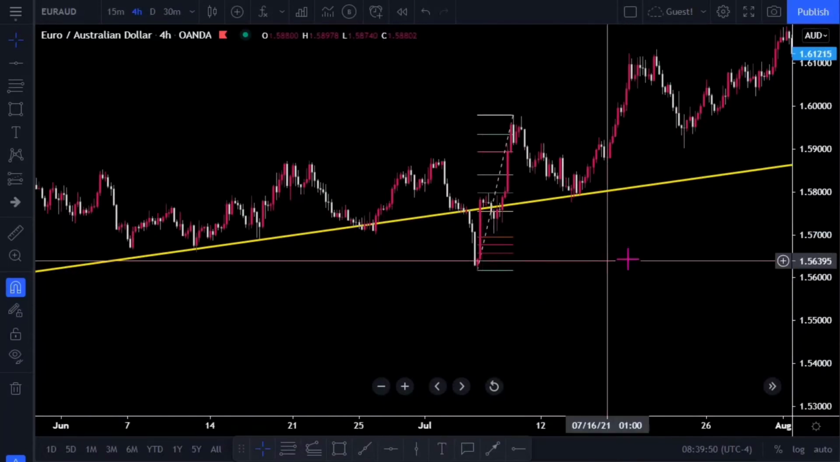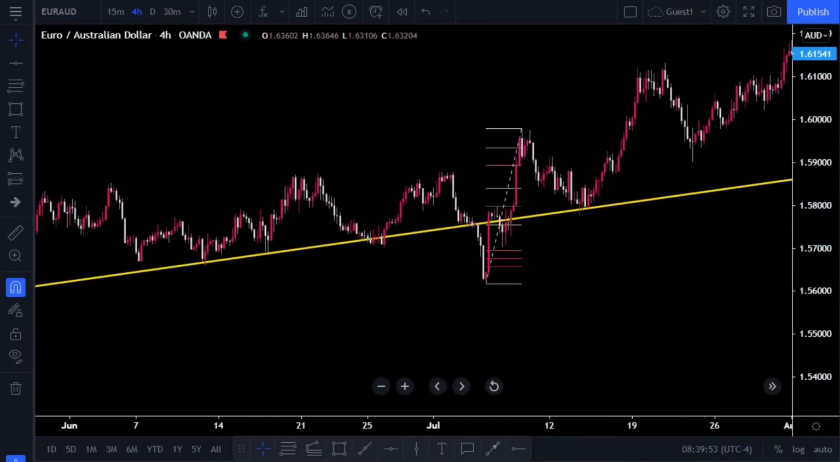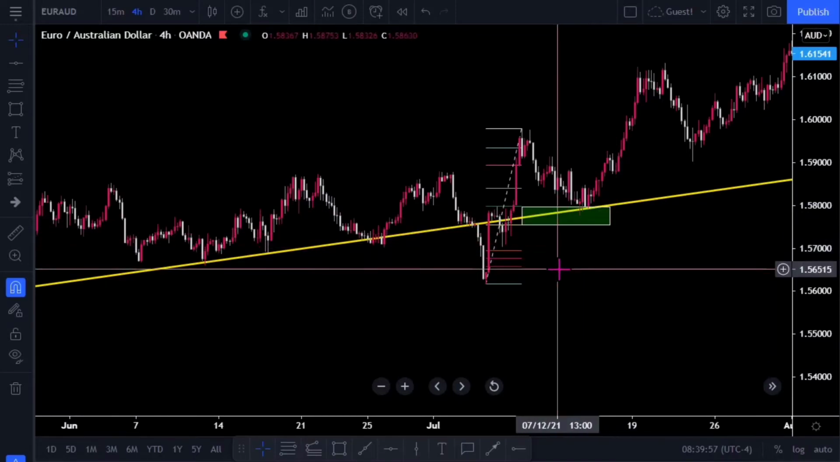Let's go all the way up here, right? To move right along. Entry, never got stopped out.